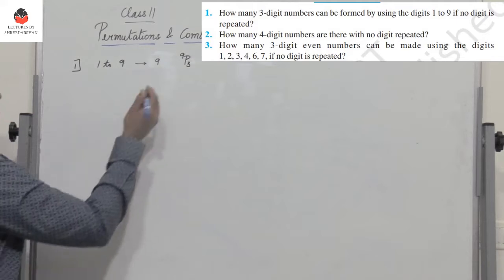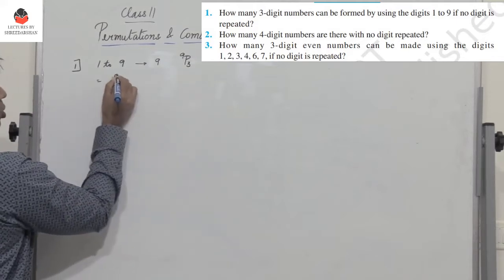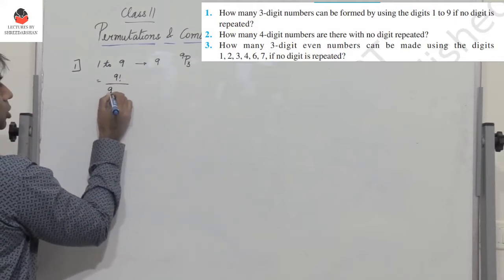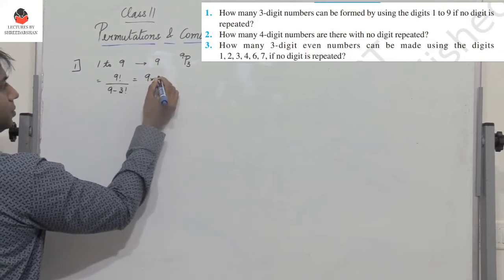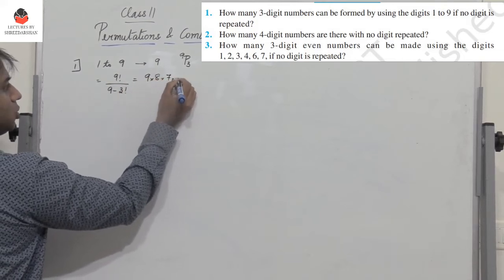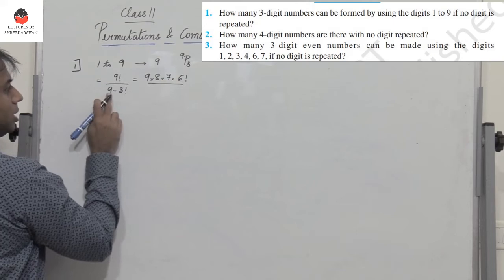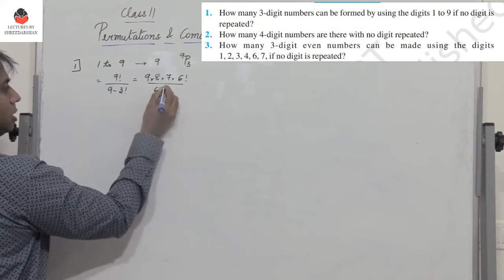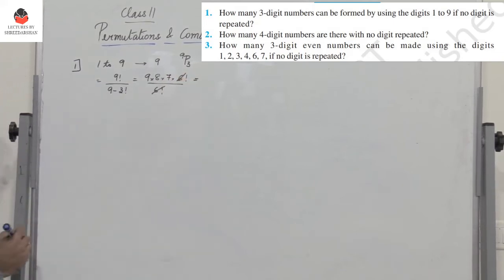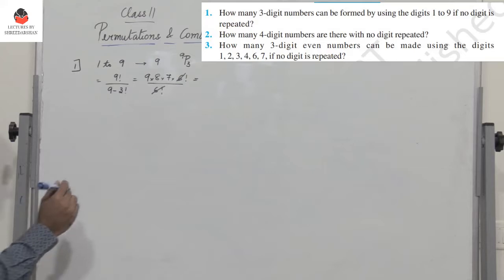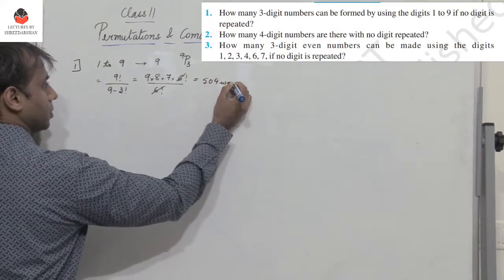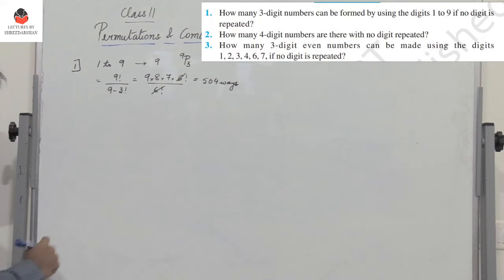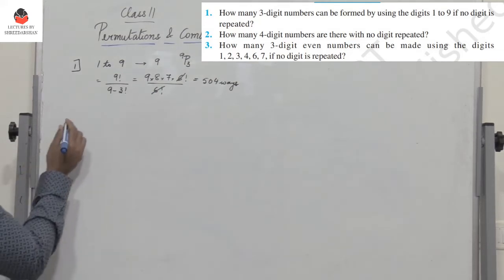9P3. So therefore it's going to be factorial 9 divided by factorial 9 minus 3, which is 9 into 8 into 7 into 6 factorial divided by 9 minus 3, 6 factorial. So that gets cancelled. So 9 into 8 into 7 gives me 504 ways, or 504 different numbers can be formed.